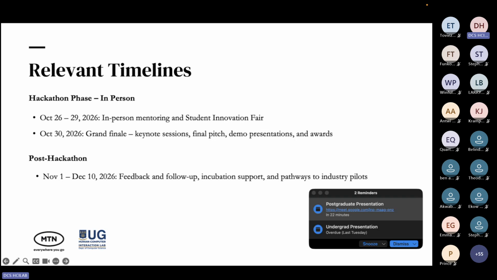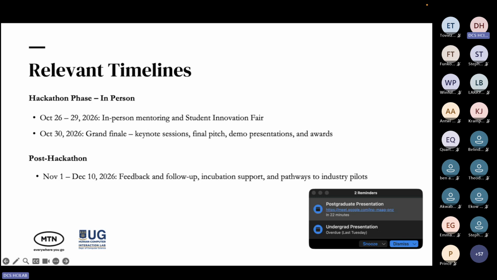It begins from the 26th of August. I think the 26th of August is a Monday. That means the top 5 teams will be expected to report at the University of Ghana on the Sunday prior, the 25th of August, and then the mentoring starts on Monday. The 26th to 29th would be the in-person mentoring sessions, again at the University of Ghana. And then we have the grand finale on the 30th of October.